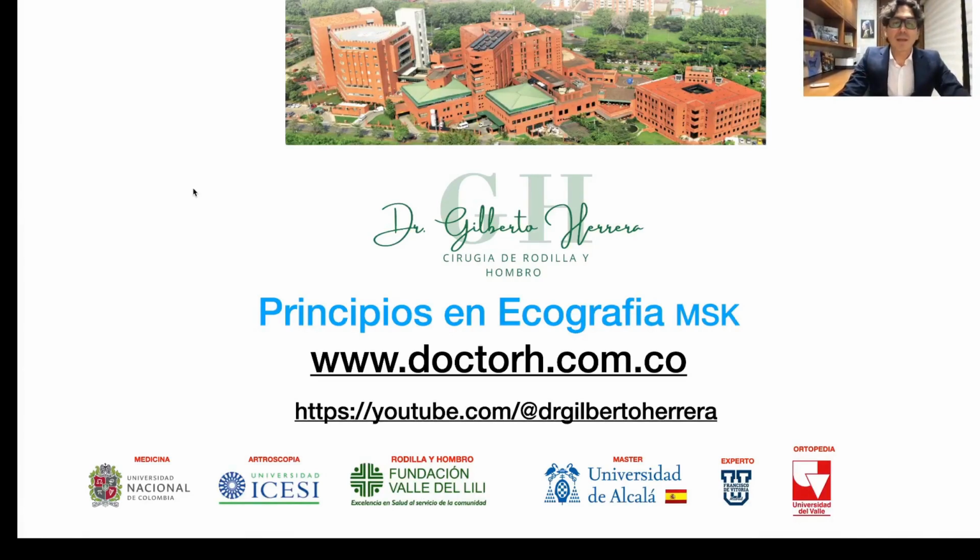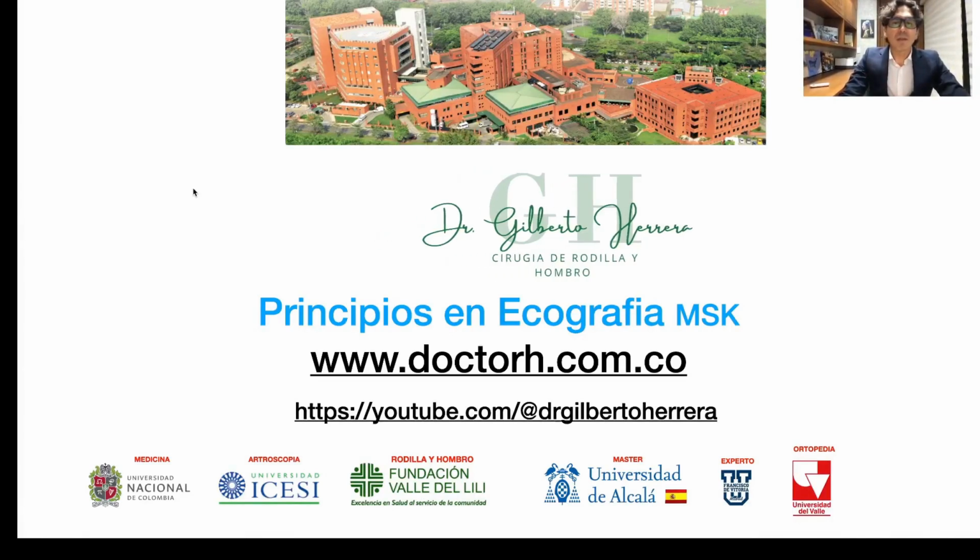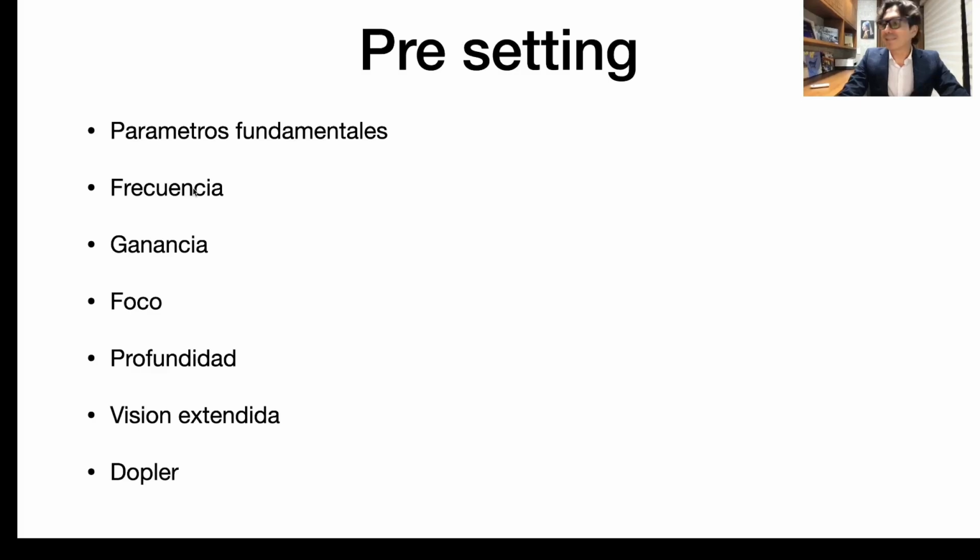Let's see then how to get the most out of our ultrasound machine through presetting. We have to do this once we're going to start using our ultrasound machine: good handling, good calibration, and a good configuration of the parameters. In general, all machines have 4 fundamental parameters, which are frequency, gain, focus, and depth. These are the 4 that we have to learn in order to build a better quality image with this machine.